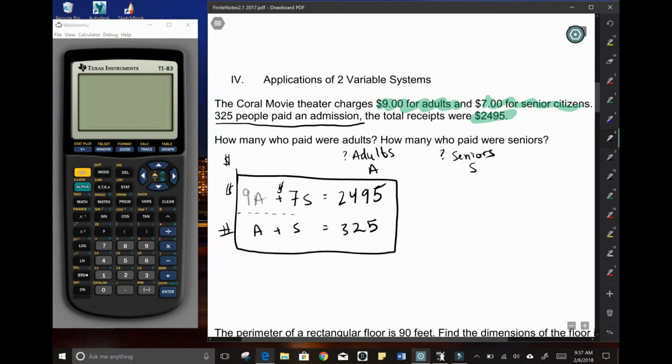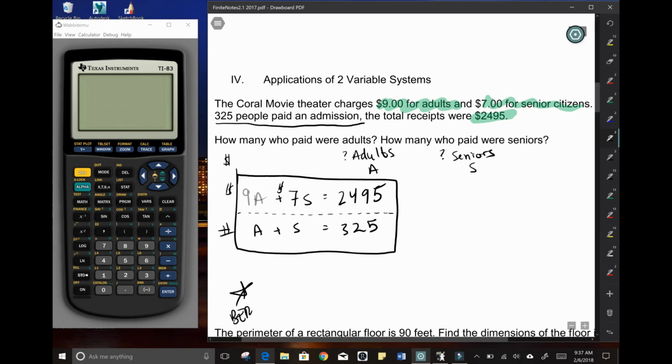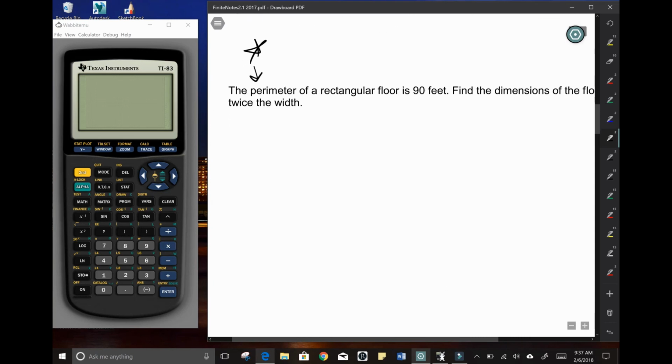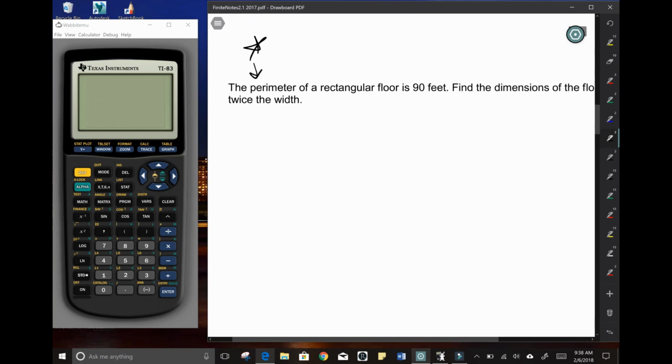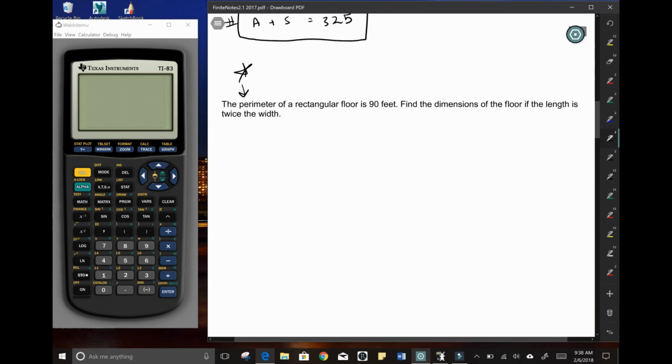Okay, after that piece, really, it's all about using either substitution or elimination. I'll let you finish that up, and then you can put your answers on Schoology. Okay, so solve for A and solve for S. Maybe after, take a look at this one. I'll set this one up for you and ask the same thing. Perimeter of a rectangle is 90 feet. Find the dimensions of the floor if the length is twice the width.